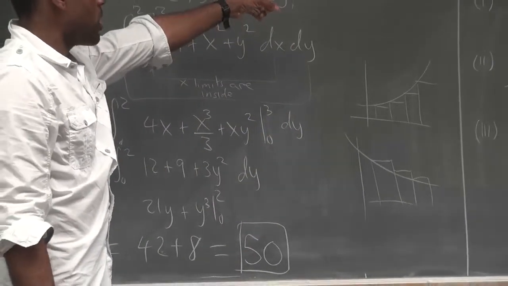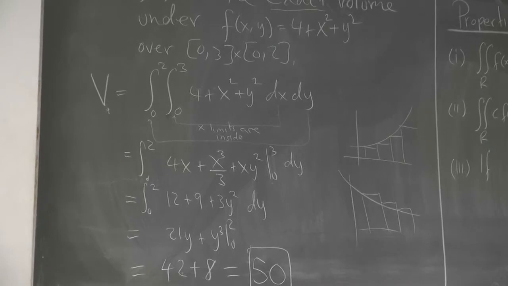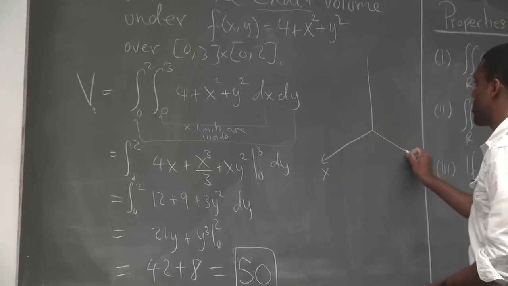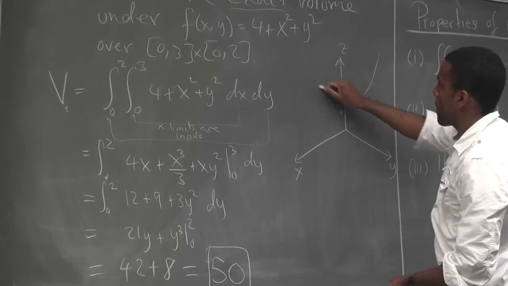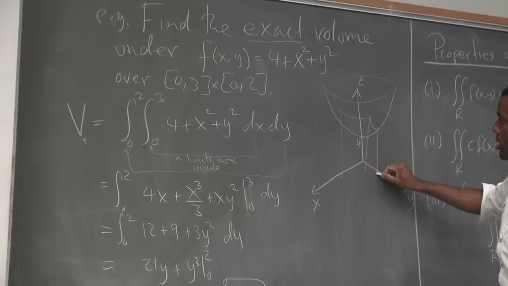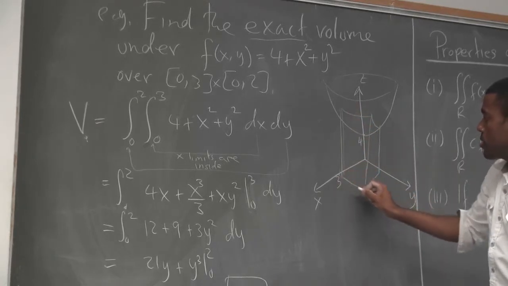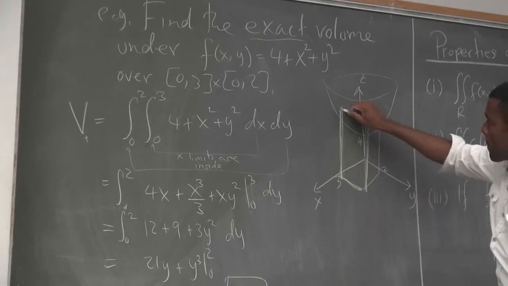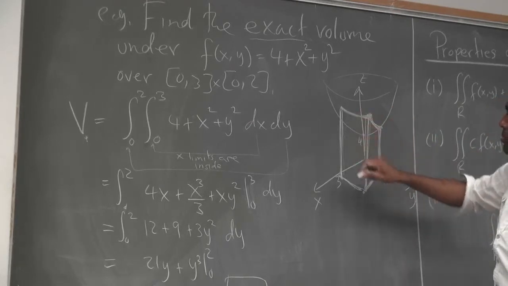But this one we could actually draw, though. What does that look like? It's a paraboloid. How does it look? Opening up. It starts at z equals 4 and then opens up. Now I just want to find the volume under that, between x equals 3 and y equals 2. So we're basically asked to find the volume of that thing.